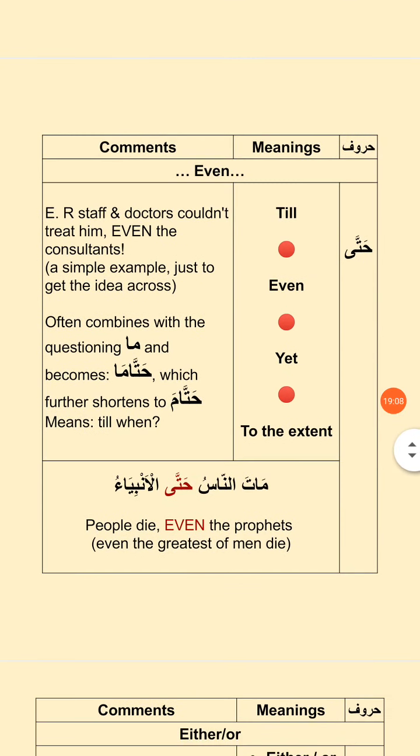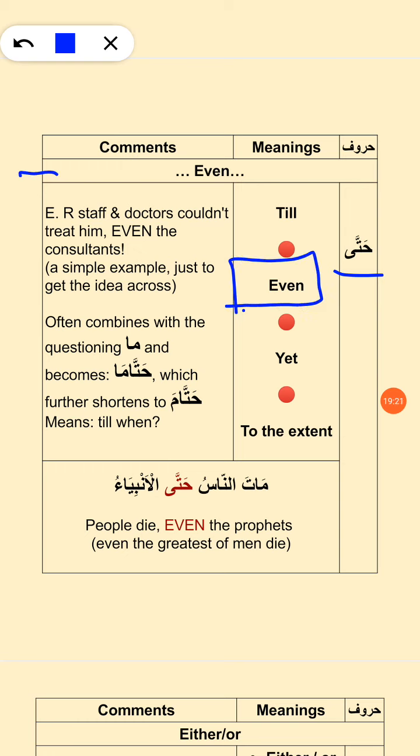And then we have hatta. This is the last of our contradictory group. Hatta means a lot of things, but the most commonly used meaning is even. First I have a sample sentence for you. For example, the ER staff, the emergency room staff, and the doctors couldn't treat him. Even the consultants couldn't save him. So, do you see? Here it would be used as hatta. Even the consultants couldn't save him. So, it's going to put a lot of stress. All right? So that's what, even.